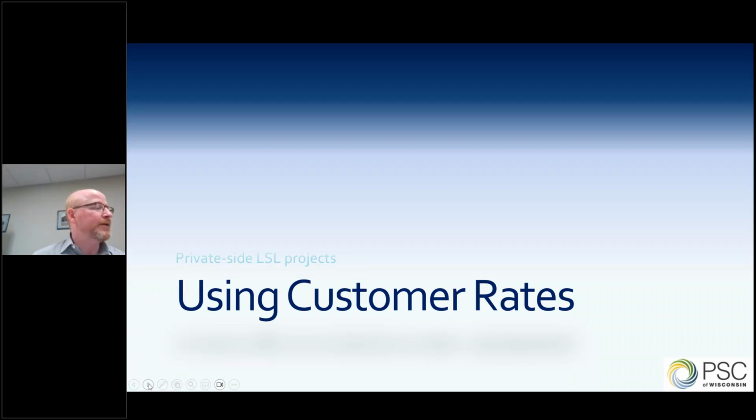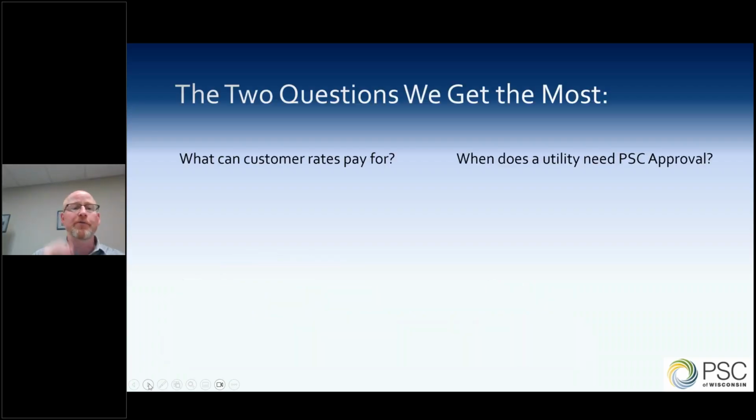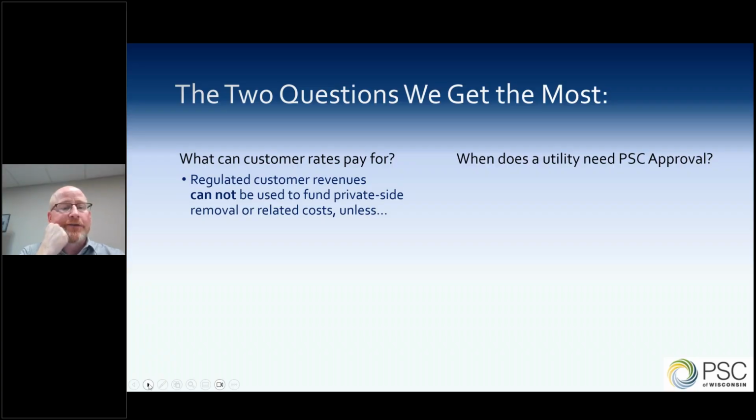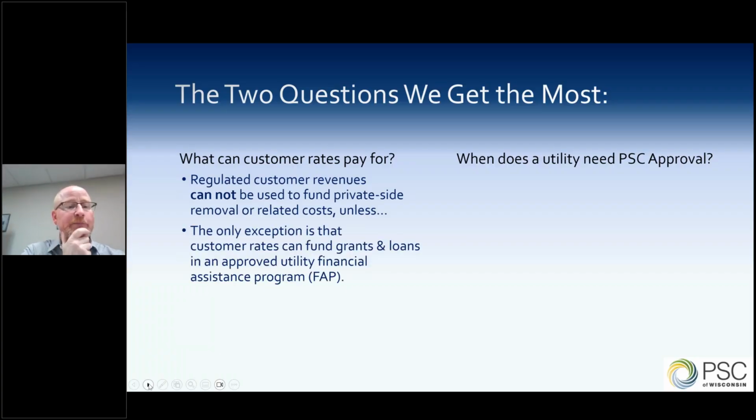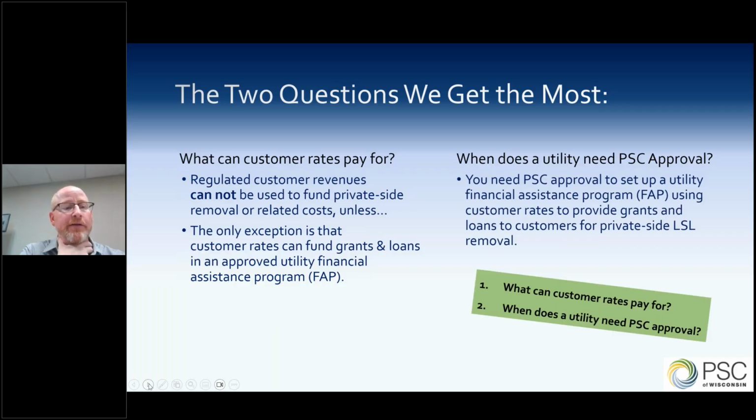Okay, very good. Next slide. So just to follow up with what Angela said, the two questions we get the most are these two. I think we've answered these. What can customer rates pay for? Well, they can't be used to fund private side removal or any related costs, and the only exception is the commission-approved utility financial assistance program, or the FAP. That would be the time in which commission approval is needed. There really is no other situation in which any kind of PSC approval would be needed for any kind of private side or even utility side, private side lead service line removal.